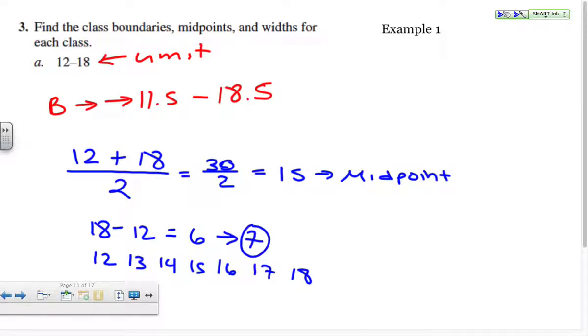The reason is because it includes those two numbers on the end. When you subtract, it excludes one of those numbers. So if you're subtracting to find the width, always add 1. Likewise, if you're given a width, you need to subtract 1 if you're doing it this way to get the number. So our width is 7. All right, so that's example 1.